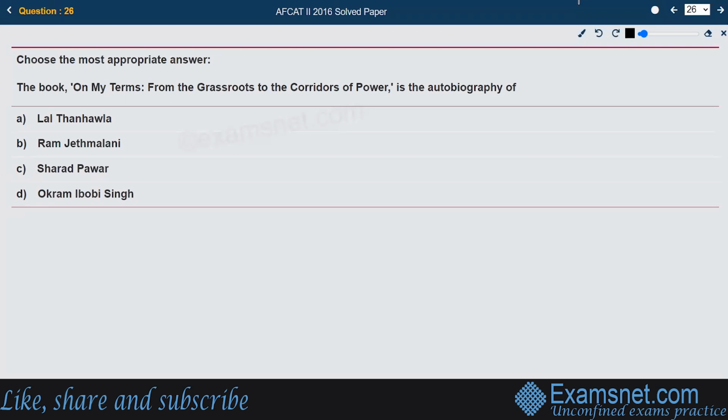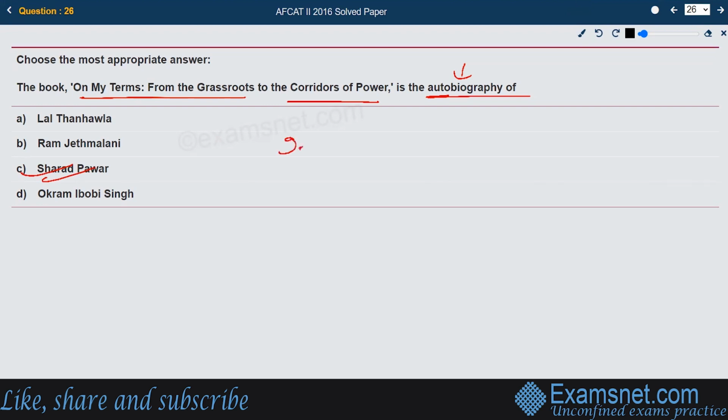Okay. So now the general knowledge questions have started. The first one is, choose the most appropriate answer. Okay, this is the first question. The question says, the book 'On My Terms: From the Grassroots to the Corridors of Power' is the autobiography of who? Autobiography is when a person writes a book on his own life. If somebody else writes a book on somebody's life, that is called a biography. So he is asking who is the author of the autobiography as stated in the name. The right answer to this particular question is Sharad Pawar, option number C. That is the right answer.